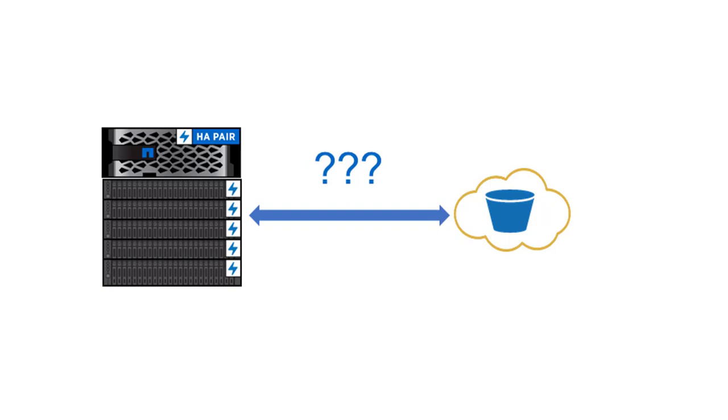And that's where ONTAP 9.4 comes in. In ONTAP 9.4, we get a new tool, the Object Store Profiler, and it makes measuring FabricPool performance very easy. It lets you test the latency and throughput performance of object stores before you attach them to FabricPool aggregates.